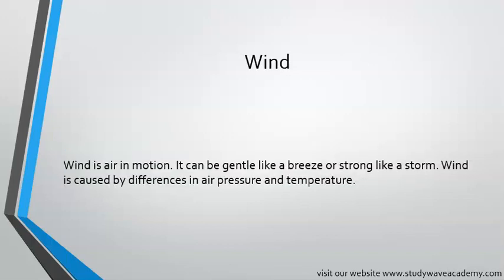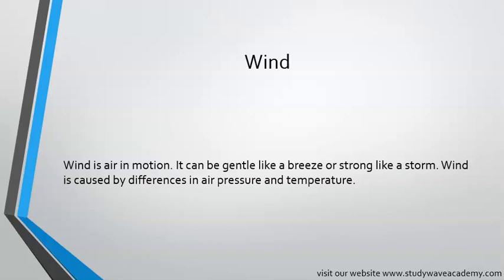Wind. Wind is air in motion. It can be gentle like a breeze or strong like a storm. Wind is caused by difference in air pressure and temperature. So wind is when air moves from one place to another. Wind happens because of difference in air pressure and temperature.